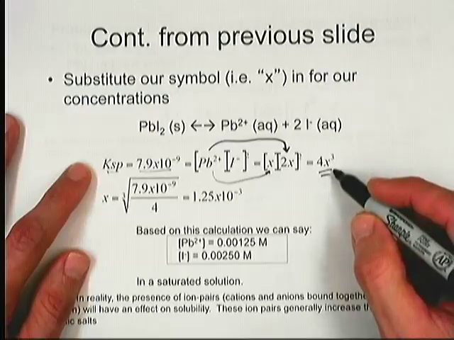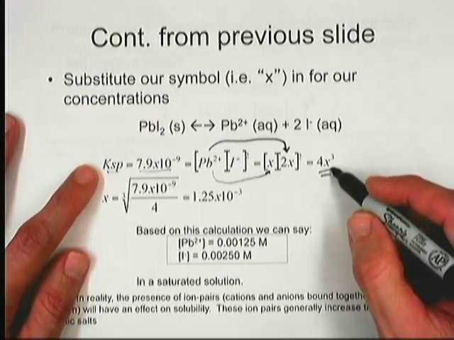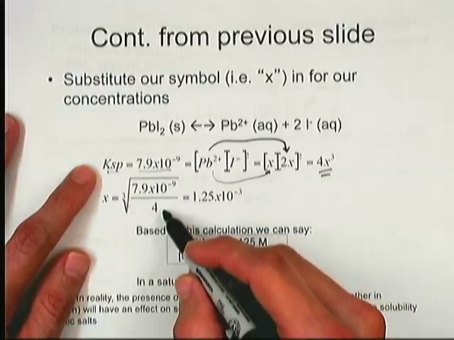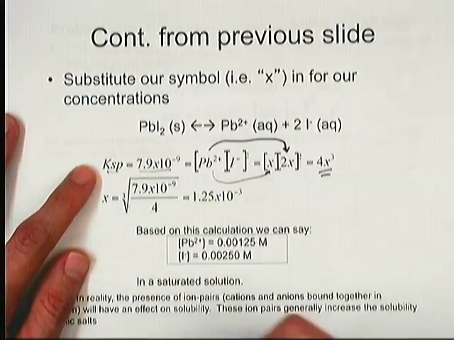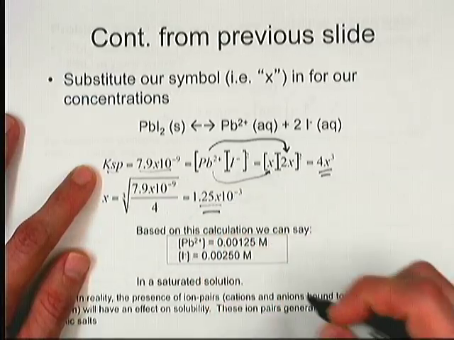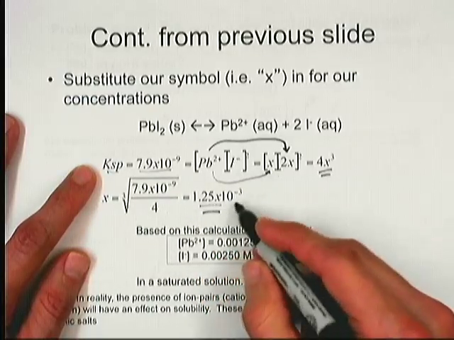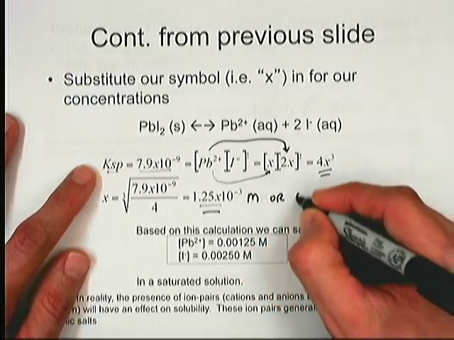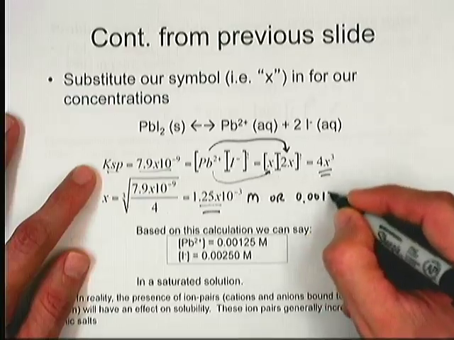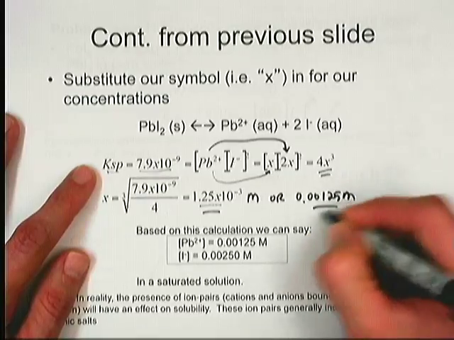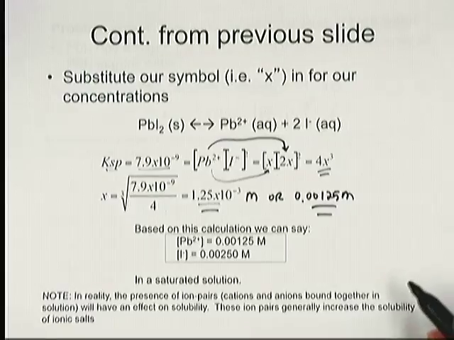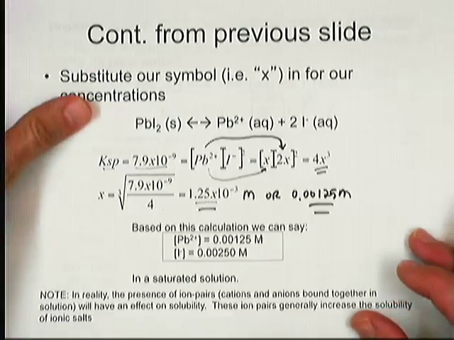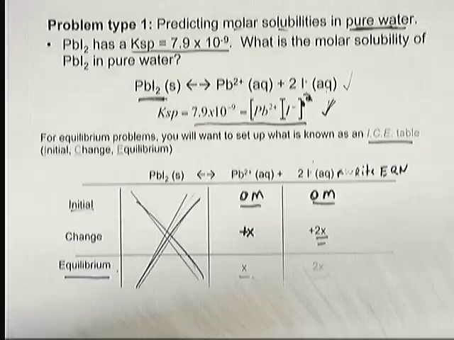So now I see I have an equation that I can solve for x. And this one's actually pretty straightforward to solve, because all I need to do is divide this number by 4, take the cube root. And when I do that, I find that x is 1.25 times 10 to the minus 3 moles per liter, or I can rewrite that as 0.00125 molar if you prefer to see it in that way. Now, why is this significant, solving for x? Well, if I look back to my ICE table, I can see what x represented.